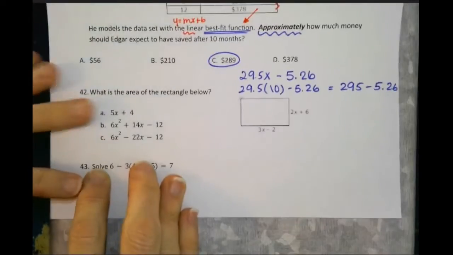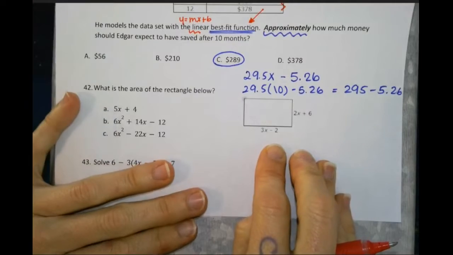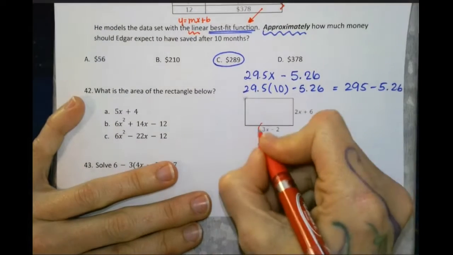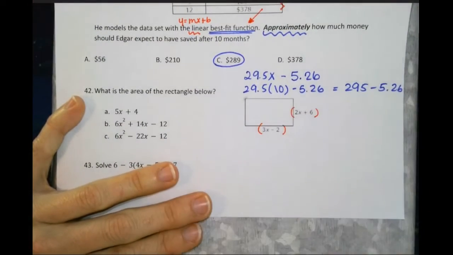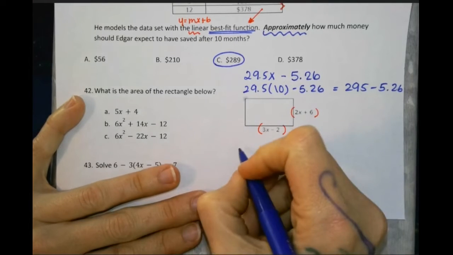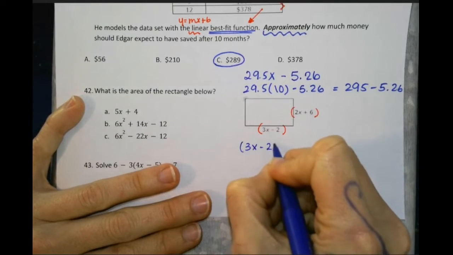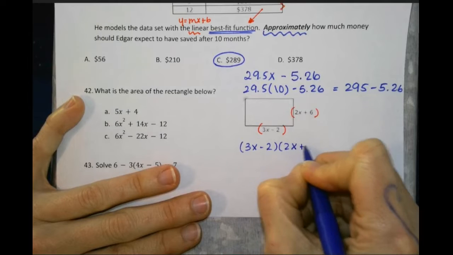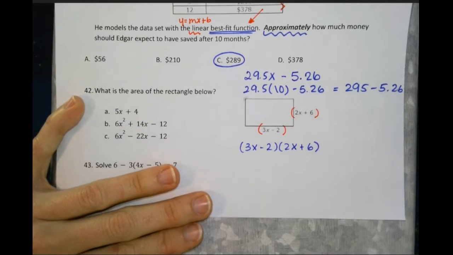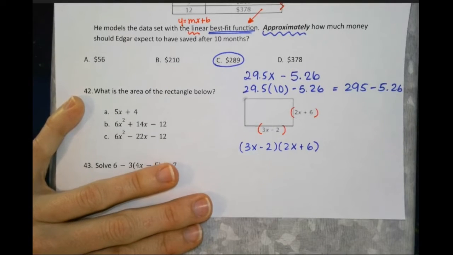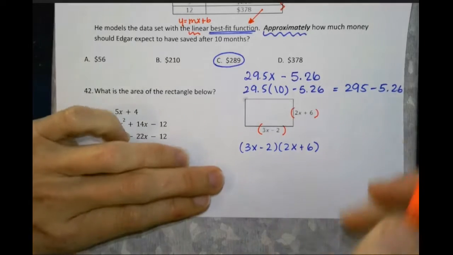What is the area of the rectangle? Area of rectangle, so we have a binomial times a binomial. So we're going to have a mess when we're done, not a whole number. So 3x minus 2 times 2x plus 6. You have to multiply these together. So you can use box method. You could use FOIL. Distribution is another way they call it.